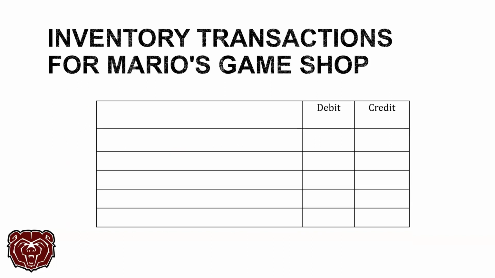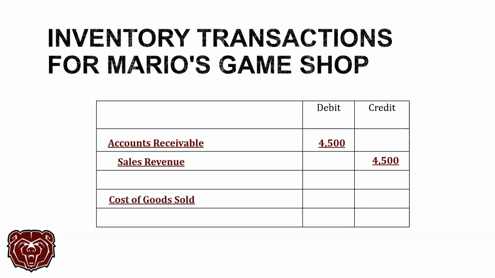Okay, so your journal entry would look like this. We're going to debit AR for $4,500, credit sales revenue for $4,500. Remember, these are increases to both of those. AR is an asset, so we debit to increase. Sales revenue is revenue, so we credit to increase. And then we got cost of goods sold. That is going to be a debit to increase. Remember, cost of goods sold is an expense, so you debit to increase the expense, right? And then you have inventory. Inventory is an asset. We're wanting to reduce it, so we credit it to reduce it, all right?